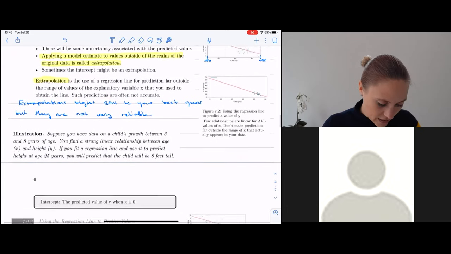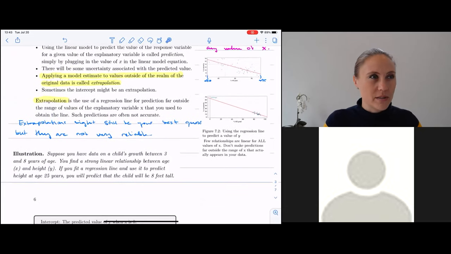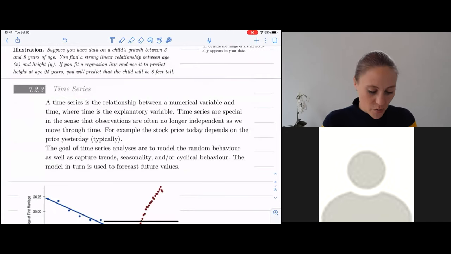All right. My next warning is about time series. Time series are a special case where the explanatory variable is time. That can be in seconds, hours, days, months, quarters, years. It can be any measure of time. Especially in business, financial data, you've got quarterly reports, annual earnings, clicks per day, all that kind of fun data. All of those are time series.